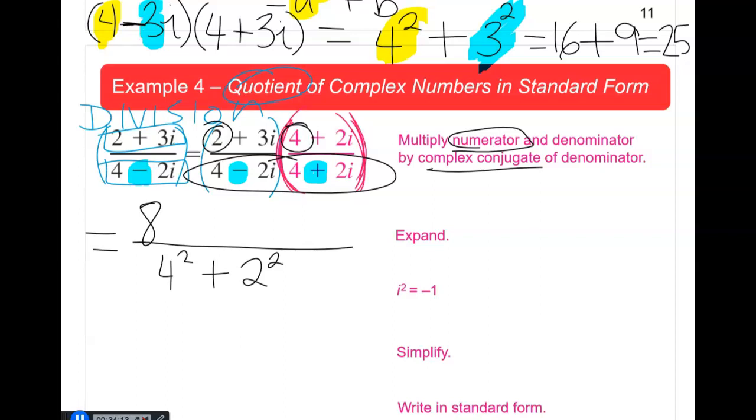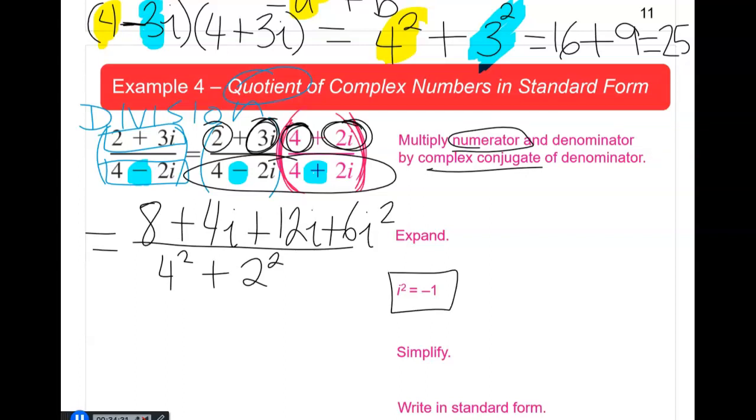And then we will multiply 2 times positive 2i, so that will be 4i. Then we will multiply 3i times 4, so that will be 12i. And then 3i times 2i, that will be plus 6i squared. And of course, we need to replace our i squared with a negative 1.